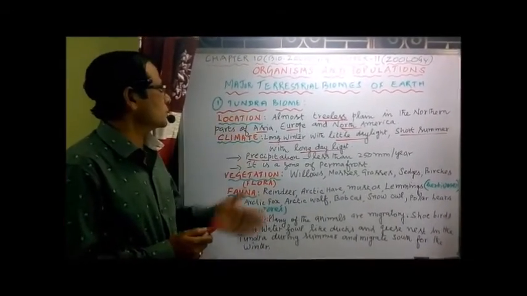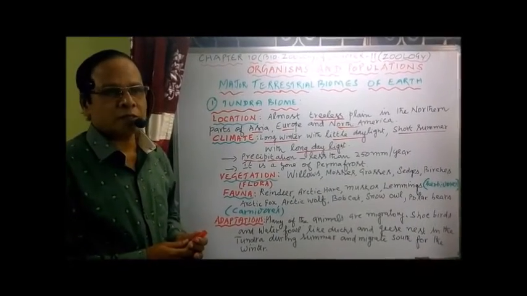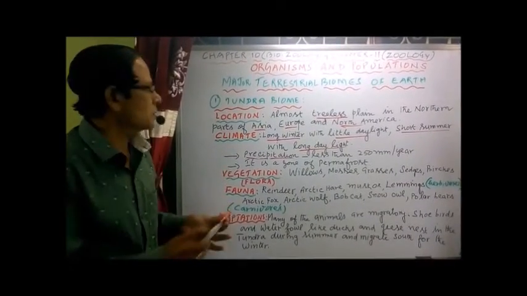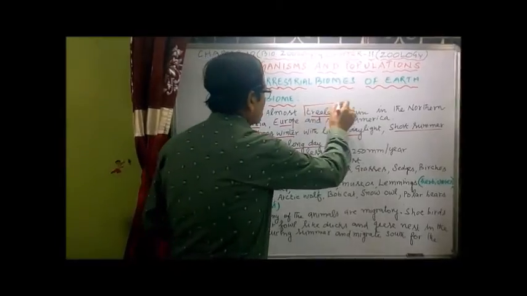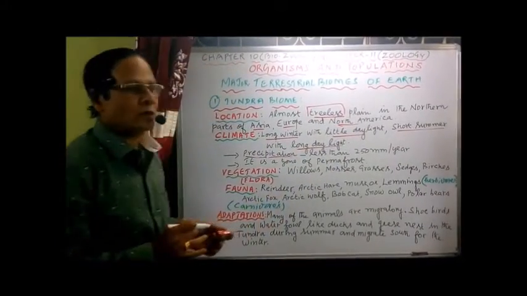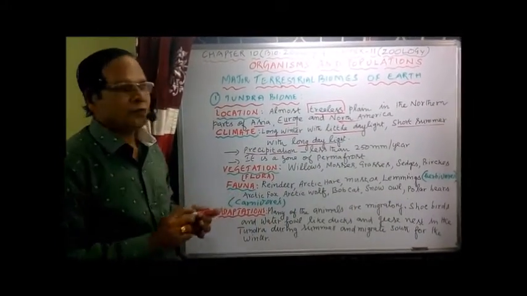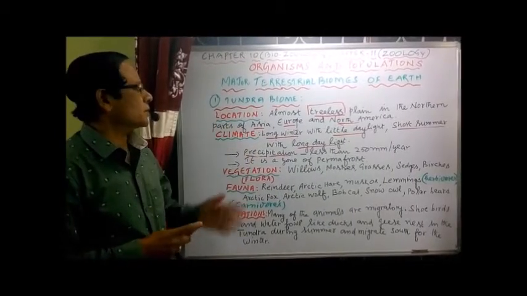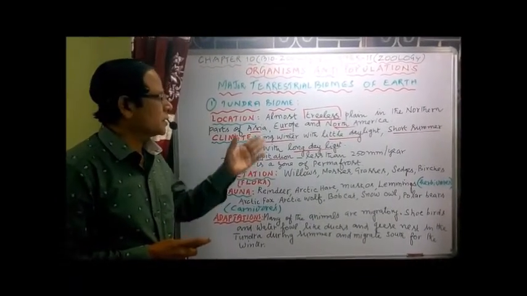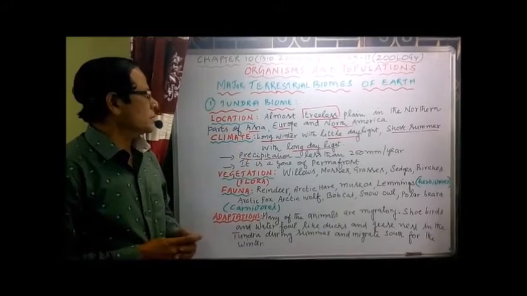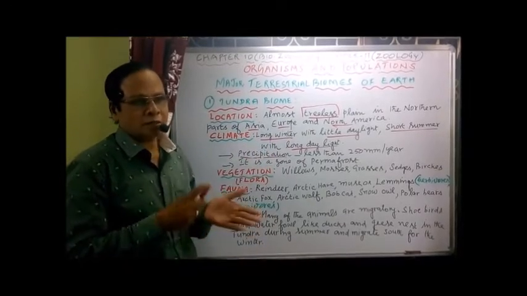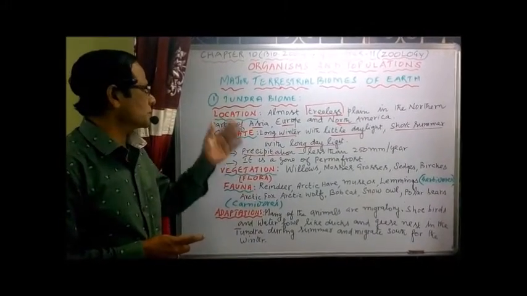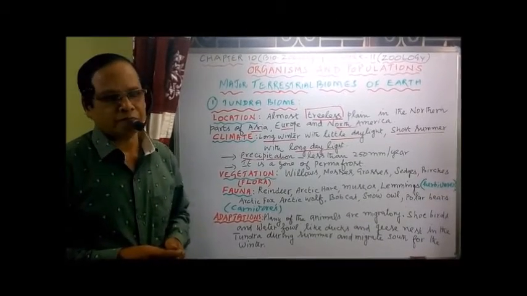Now the first biome, tundra biome. So it is an example for almost a treeless biome. This is one question, treeless biome or plain. Normally found in the northern parts of Asia, Europe, and also in North America, north parts actually. So northern parts of Asia, Europe and North America.